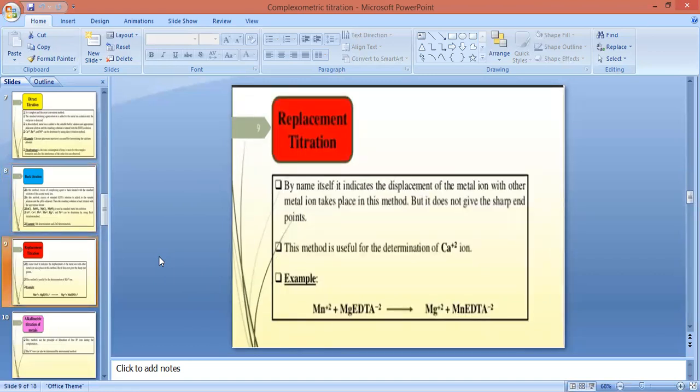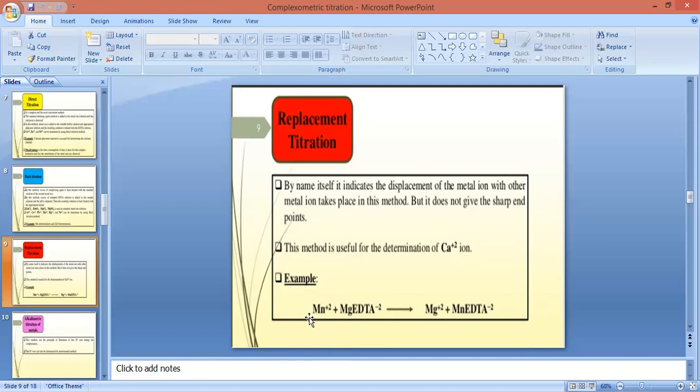The third type of complexometric titration is replacement titration. The name itself indicates that displacement of a metal ion with another metal ion takes place in this method, but it does not give a sharp endpoint. An example is the formation of a complex between magnesium sulfate and EDTA. When all of the magnesium sulfate has been consumed by EDTA, the Mg-EDTA complex will be replaced by another entity. Here we have seen the example of manganese.